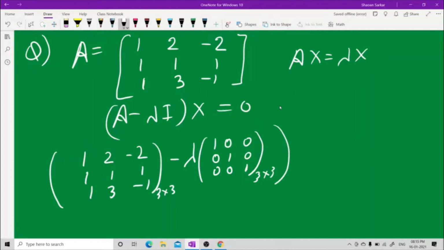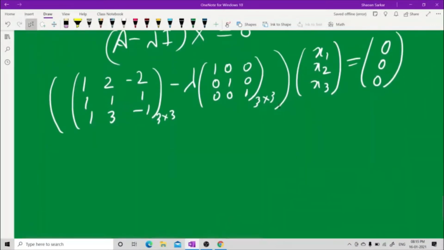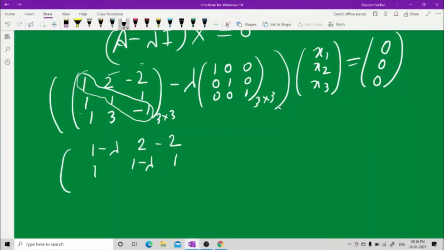Now you have this, and then you will have three components x1, x2, x3. This one, this one, this one are the components. This is going to be 0, 0, 0. Now again, as usual, you will write down. See, this is the principal diagonal. Only whatever change will come is in the principal diagonal. Off diagonals, nothing will happen to these off diagonal elements. So see what is going to happen. 1 minus lambda, 2, minus 2, 1, 1 minus lambda, 1, 1, 3, minus 1 minus lambda, and this will be x1, x2, x3 equal to 0, 0, 0.